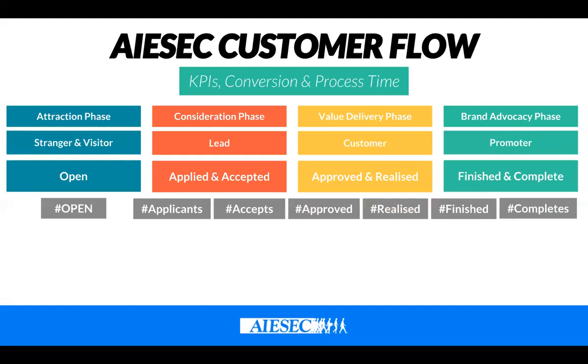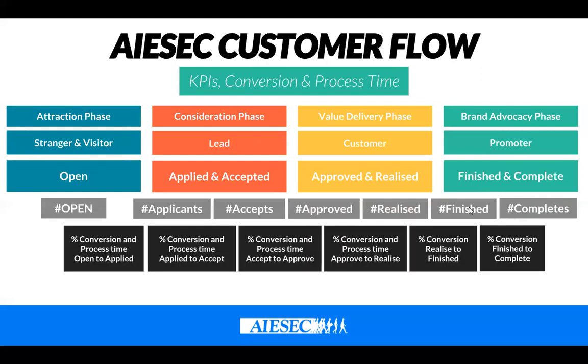This is where OGX needs to work on ensuring that the finished exchange participants become completes, as well as working with marketing to ensure that they become brand advocates. And then between each of these stages, between attraction to consideration, within the consideration, between consideration to value delivery, and value delivery to brand advocacy, there's conversion and process time as well. So we need to work on having a higher conversion. The more people who are signing up to become an open, we're converting a higher percentage of them to become applicants, and then accepted and approved and so on, all the way to completed.